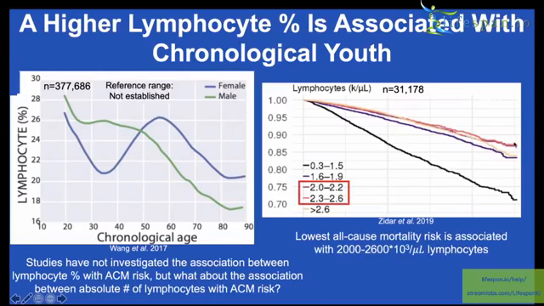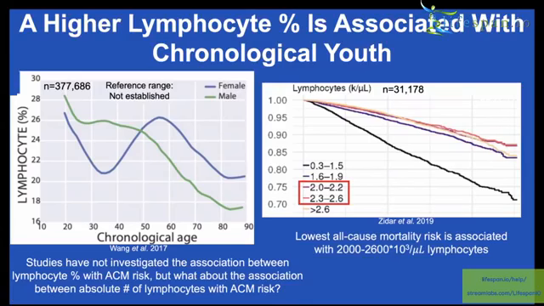Lowest risk for all-cause mortality was found for lymphocytes between 2 and 2.6. So 2,000 to 2,600. This shouldn't be here, the 10 to the third. It's 2,000 to 2,600 lymphocytes per microliter. That's lowest risk of all-cause mortality. And then the highest risk for all-cause mortality is pretty obvious here. That's having lymphocytes less than 1.5 or 1,500 cells per microliter.